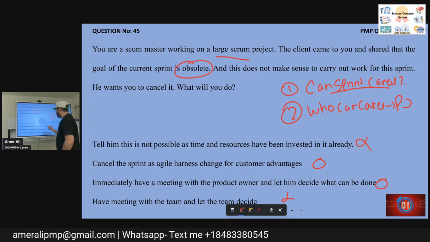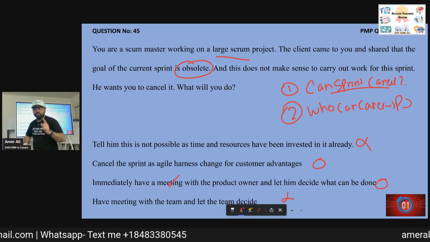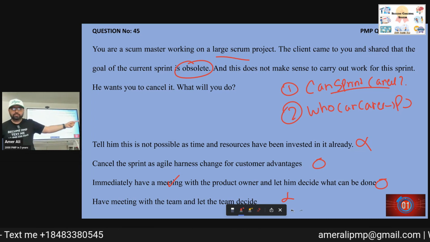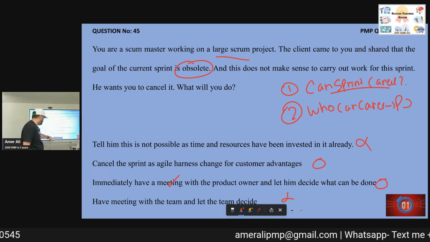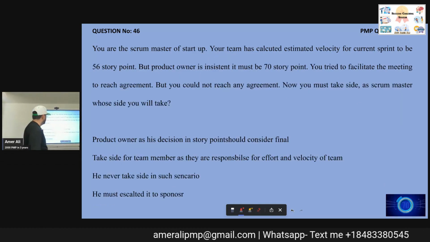A and D are eliminated, between B and C. The product owner only has the authority to do it. Only the PO can do it. It's an important thing. Let's go to the next question.